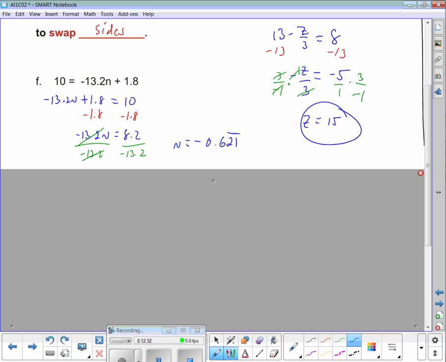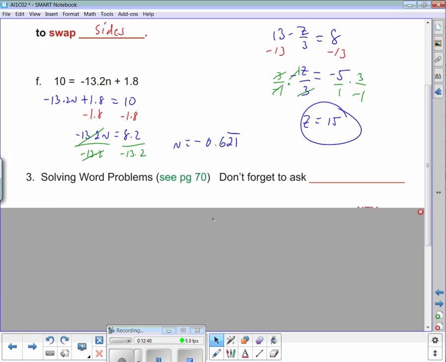Things added to the variable, you move by adding their opposite to both sides. Things multiplied times the variable, you move by multiplying both sides by the reciprocal. Let's do some word problems. We're solving word problems. All right, page 70 in our book.